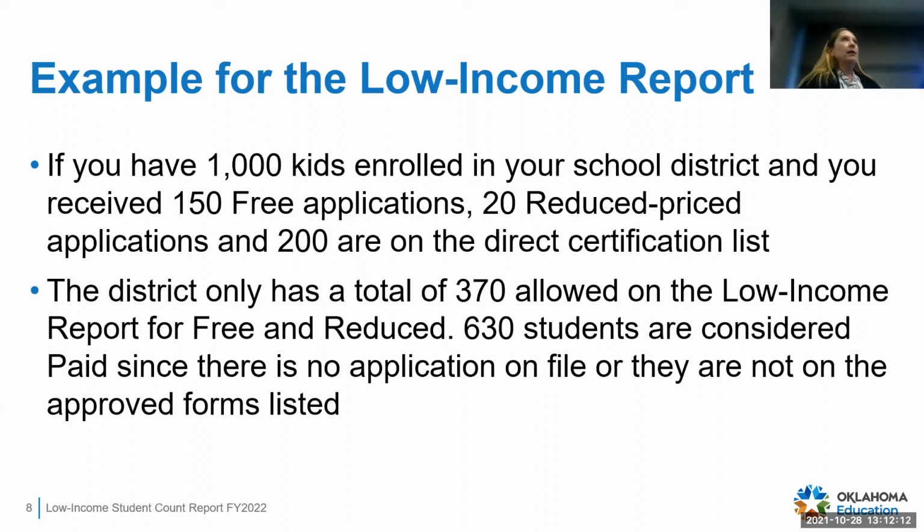Like this slide says, if you have 1,000 kids enrolled in your school and you only receive back 150 free applications, 20 reduced, and 200 of your children are on direct cert, only 370 of those children are going to be allowed to be reported as your free and reduced eligibles. Those other 630 are going to be considered full paid students since no application is on file or any of the other approved forms. And yes, that could be detrimental.